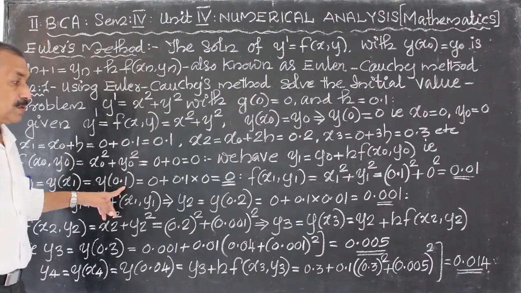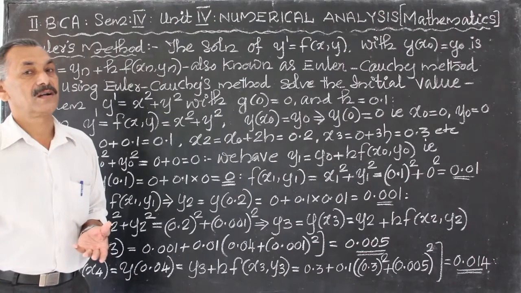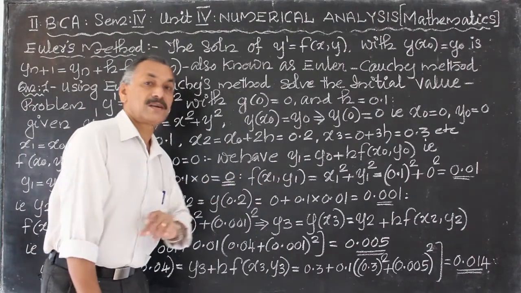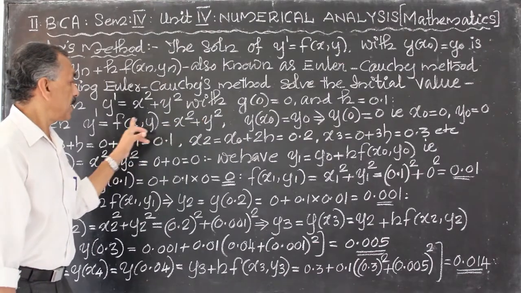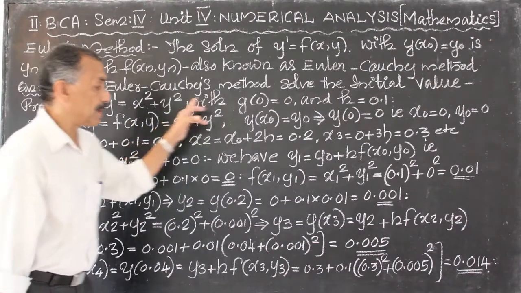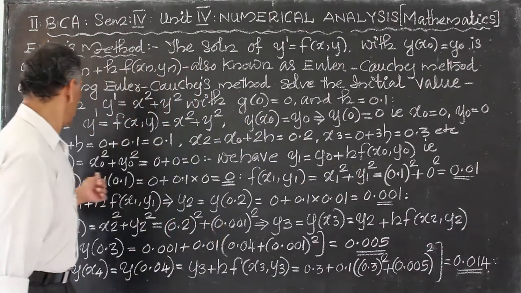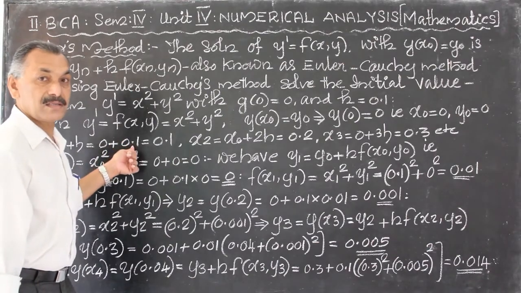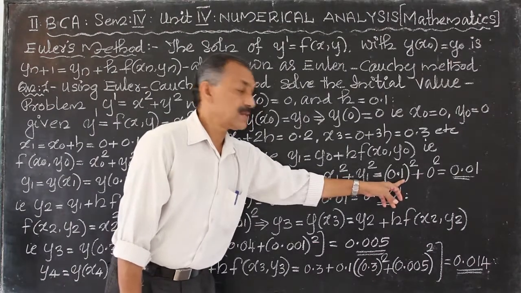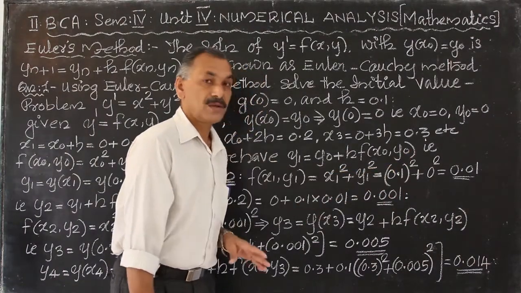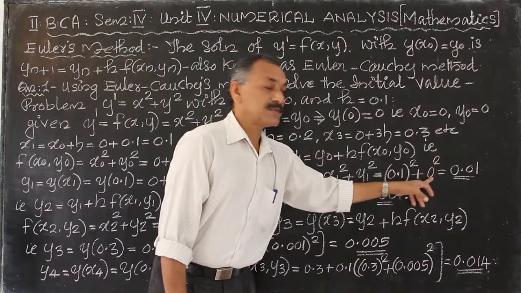Then next, what is y2? y2 = y1 + h f(x1, y1). Then take the next f(x1, y1). In this f(x, y), put x = x1 and y = y1. Then f(x1, y1) = x1 square plus y1 square. What is x1? x1 = x0 + h = 0.1. What about y1? y1 is equal to 0. So 0.1 square plus 0 square is equal to 0.01.